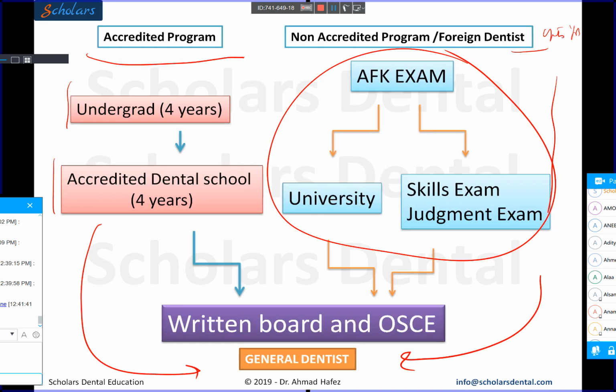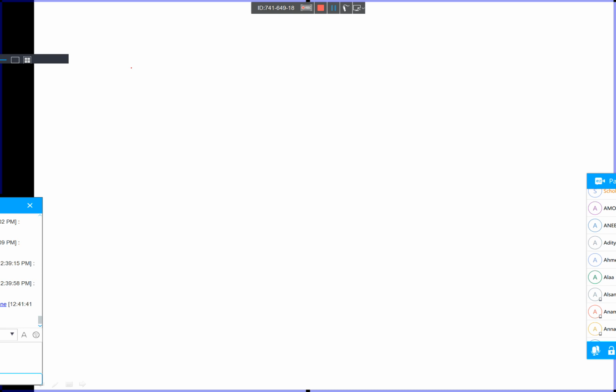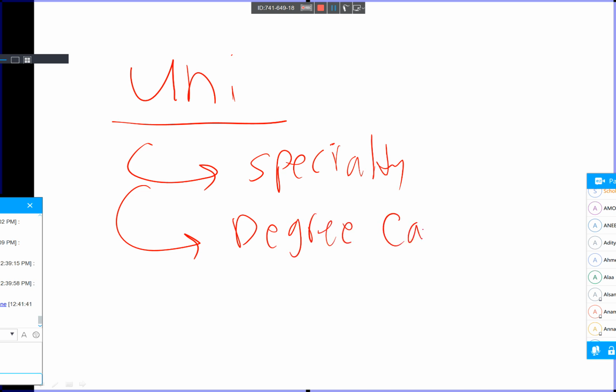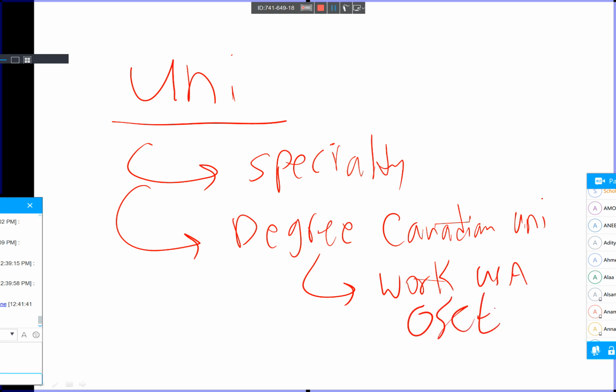Now, here's a good point. Why would someone want to do the university path? Well, there's two advantages for a university path. One is you are more likely to get into a specialty if you want to apply, even though it's still hard. And if you have a degree from a Canadian university, this will allow you to work in the USA because all you have to do is their OSCEs.